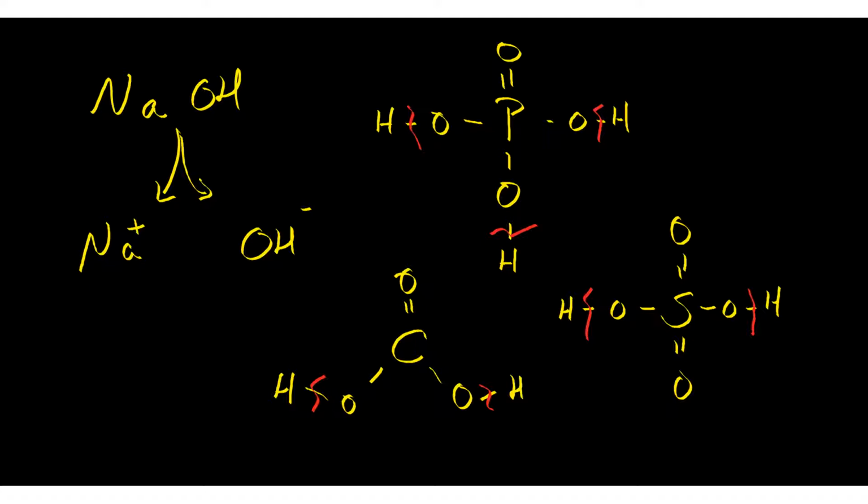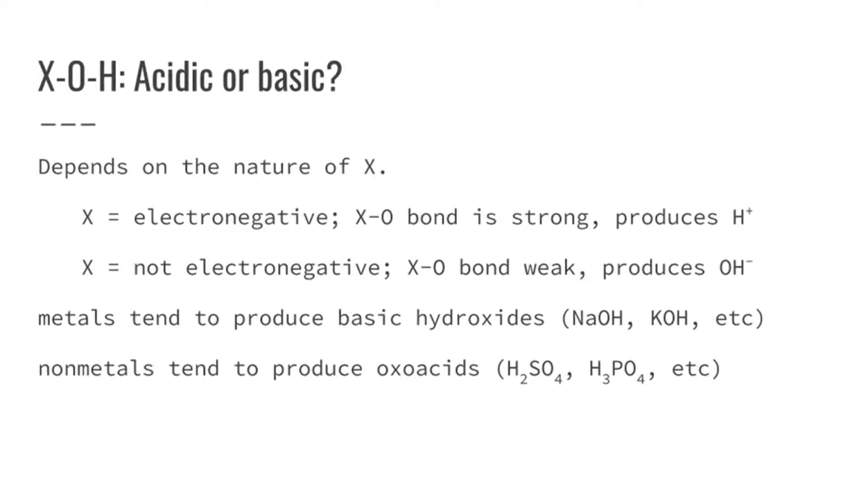Now you have another trend here, in that the more electronegative that central atom, the stronger the acid is going to be. Because sulfuric acid is a strong acid. Phosphoric acid is a weak acid. And carbonic acid is also a weak acid. And phosphoric acid is stronger than carbonic acid. Now, there are other factors at play between the difference between phosphoric acid and carbonic acid. But electronegativity is a big difference. Okay.